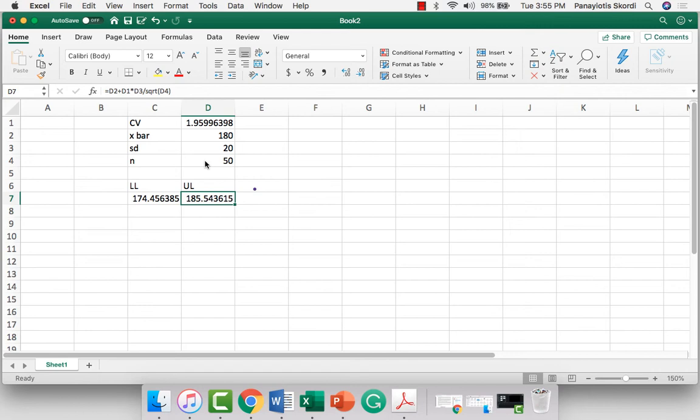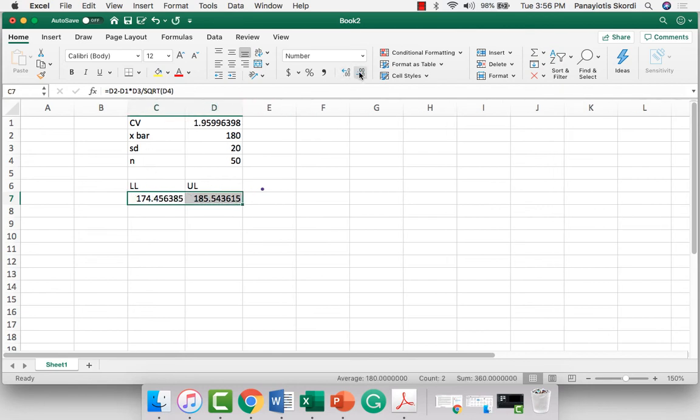When you actually calculate this using the exact figures like I did, you're going to get the same values. But if you rounded, say for example, the critical value to 1.96, and if you did the square root elsewhere and copied the value in, you're going to get slightly different values. But let's put this to 2 decimal places. Let's reduce the decimal places down to 2. So it's 174.46 up to 185.54.